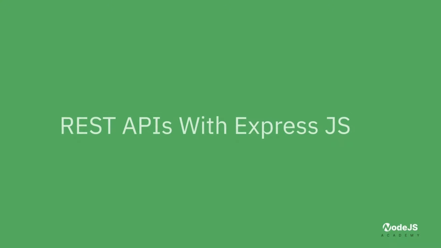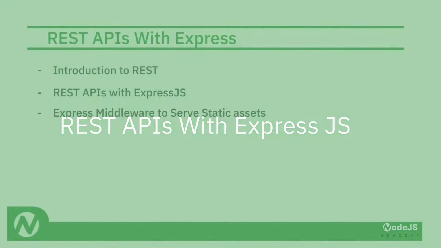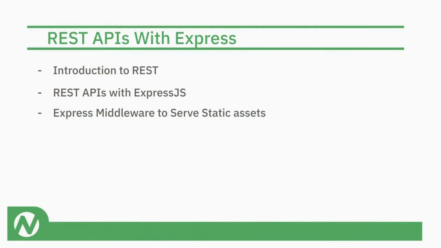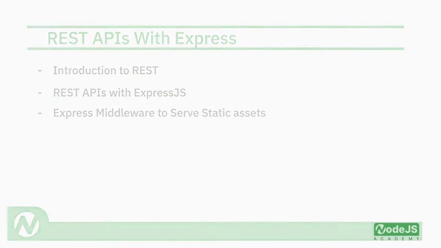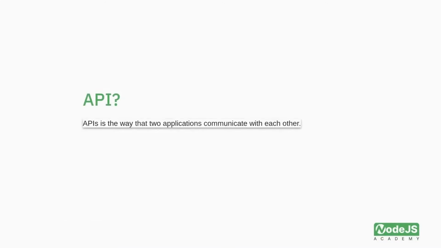In this chapter, we are going to introduce you to REST APIs and write them using Express.js. By the end of this session, we will serve a static website using Express.js. One can build applications using any of the programming languages like Java, Python, Ruby, or Node.js. To establish communication between these different applications, we need to expose APIs. APIs are the way that two applications communicate with each other.